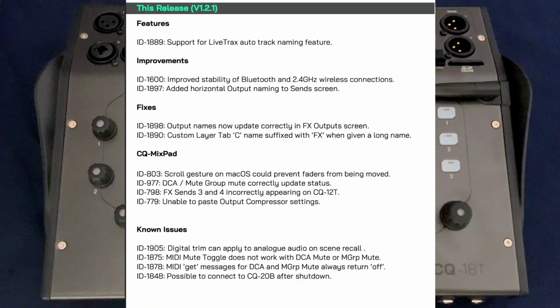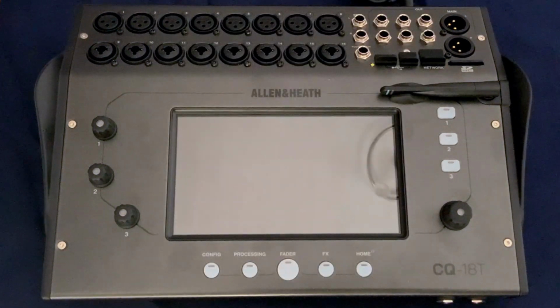In this release, they support light tracks and an auto track naming feature. The improvements, that's important: improved stability of the Bluetooth and the 2.4 gigahertz wireless connections. This is very important for me. It's good. And it says added horizontal output naming to the sense screen. Output names now show correctly in the FX output screen. Custom layer tab C, name suffixed with FX. And so on. The important thing is you have to do the update because it's very important to get your mixer in the correct functioning.